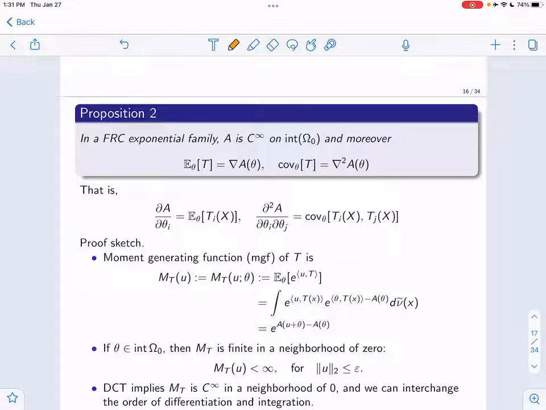This happens on the interior of omega naught. And moreover, the derivatives are related to the mean and the covariance matrix of the sufficient statistic. So the first derivative, which is the gradient, gives you the mean of the sufficient statistic. And it's just a function of theta, because the mean is a function of theta. And the second derivative, which is basically the Hessian, is the matrix that gives you the covariance matrix.